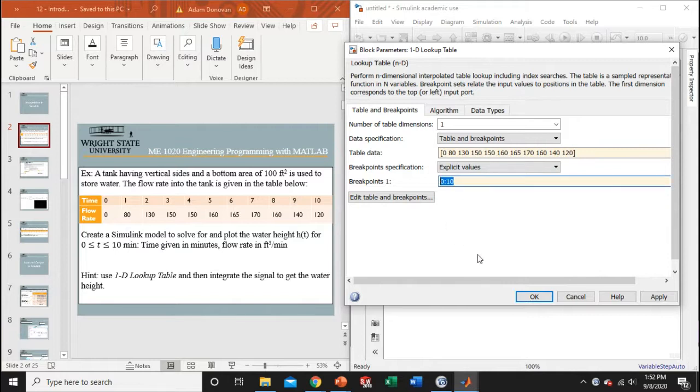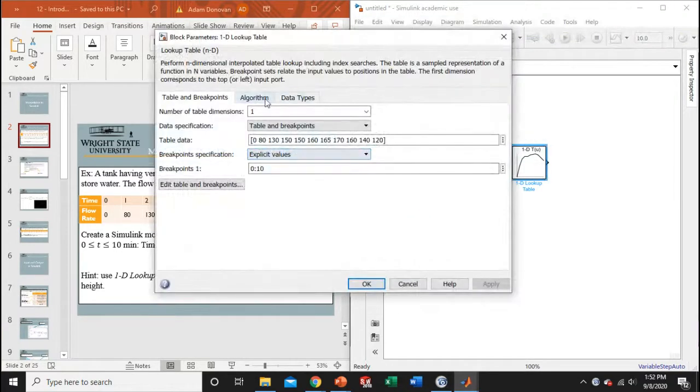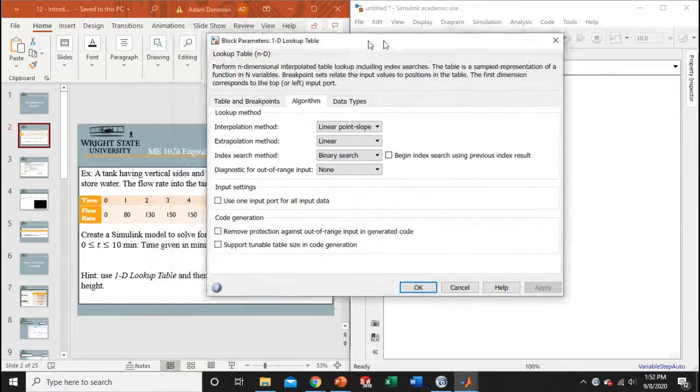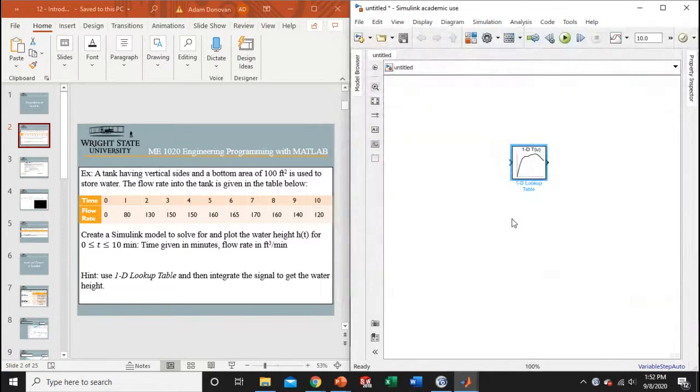Again, breakpoints are the X values. The table data is the Y values. Then I could go into my algorithm, and this is where I can change what my algorithm is. I can change my interpolation method to cubic spline if I wanted. I'm going to keep it as linear. And then I could extrapolate as well. I could say, all right, I'm just going to use a linear extrapolation and just keep it there. I'm just going to keep all of this as the standard default.